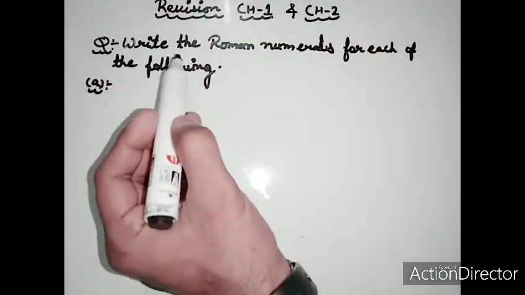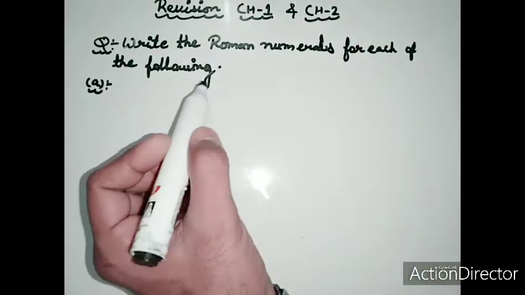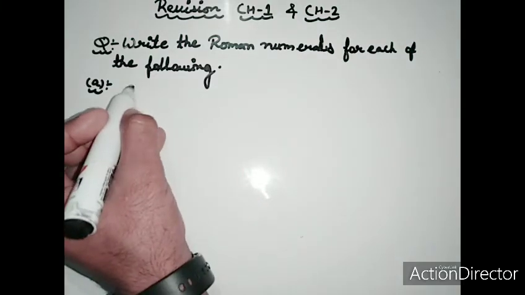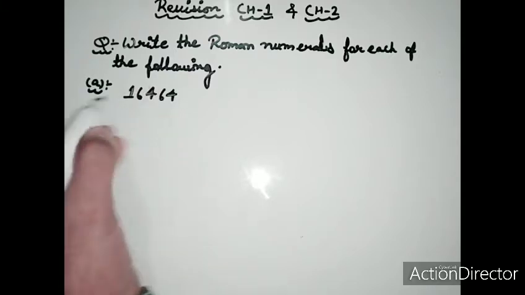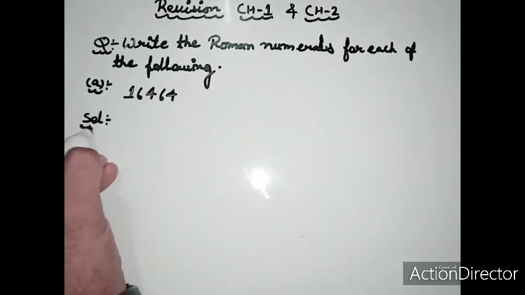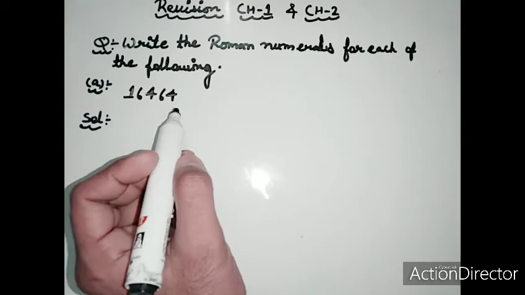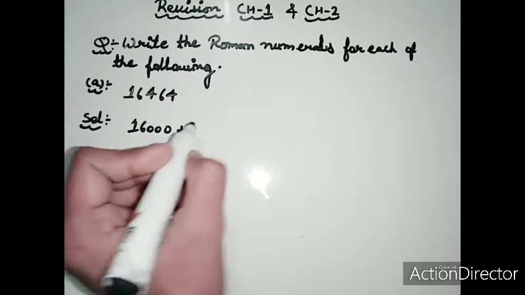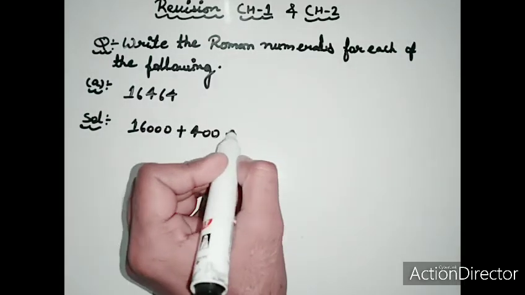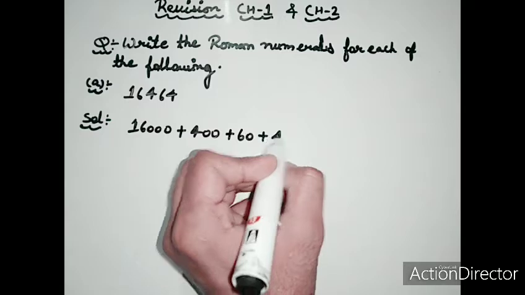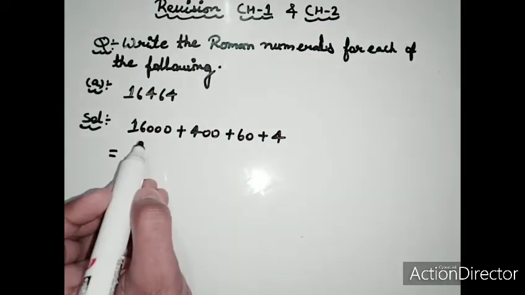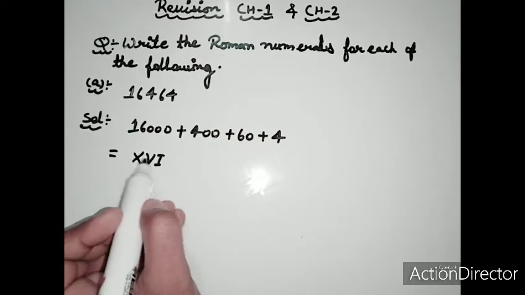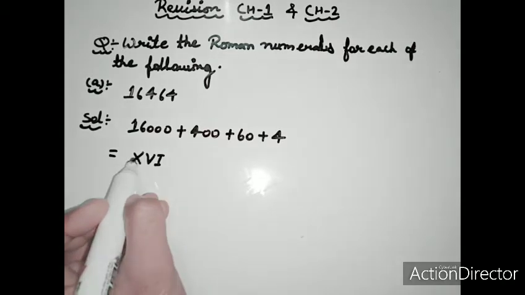Now the question is, write the Roman numerals for each of the following. Now the first number is 16,464. Now we write this number in Roman numerals. So here first we write the expanded form of this number, 16,000 plus 400 plus 60 plus 4. Now how do we write 16,000? First we write 16 as XVI, meaning 10 plus 5 plus 1.